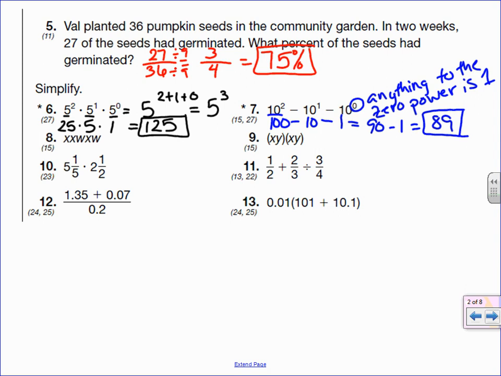In number 8, they're asking us to simplify, which means use exponents. So I have x, x, x, that's x to the third, and w, w is w squared. This just means that these two things are being multiplied together. So without the parentheses, it could be written just the same. I would have 2 x's, so x squared, and 2 y's, so y squared.